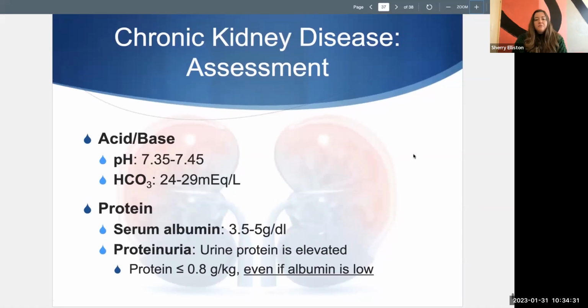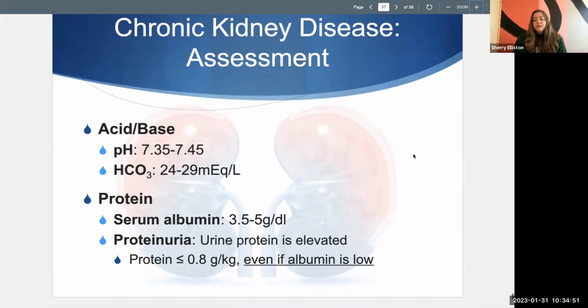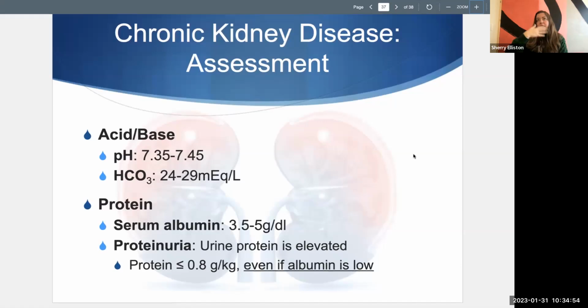So in acid-base balance, you may see the patients become somewhat acidotic. That's closely monitored. The pH is also closely monitored in patients who are undergoing hemodialysis. And in protein, with the serum albumin, you might see proteinuria, which is protein in the urine. So this is when your urine protein is elevated, and these protein losses can contribute. There's a whole host of reasons why albumin will be compromised in patients with chronic kidney disease, but you can also see losses of protein in the urine.